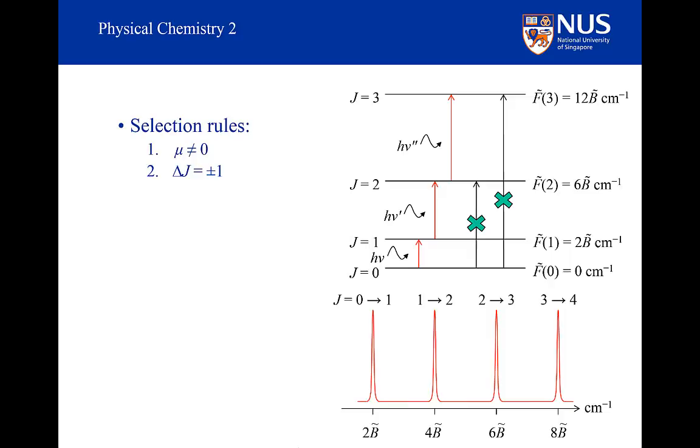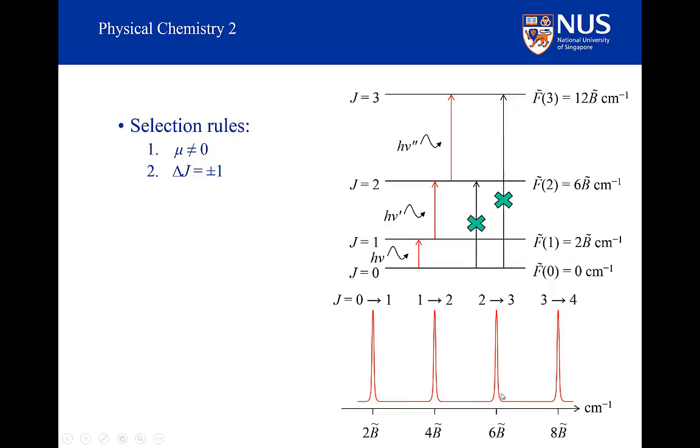The transition from J equals 0 to J equals 1 will occur when the system absorbs a photon of 2B. Associated with this is the spectral line at 2B. The transition from J equals 1 to J equals 2 happens when the system absorbs a photon with energy 4B. Associated with this will be a spectral line at 4B. The next transition from J equals 2 to J equals 3 will lead to a line at 6B.